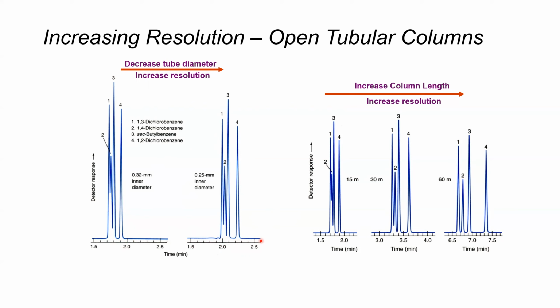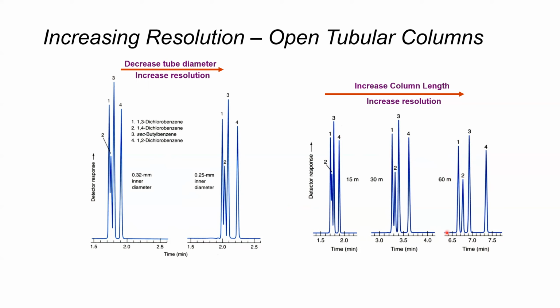fully happen. On the right-hand side, then we have an increase in column length, and this also increases resolution. And you can see that going from a 15-meter column to a 30-meter column to a 60-meter column continuously increases the resolution. And in fact, at the 60-meter column, we have already got very good baseline separation and good resolution that could be used for adequate detection and quantification of our sample.